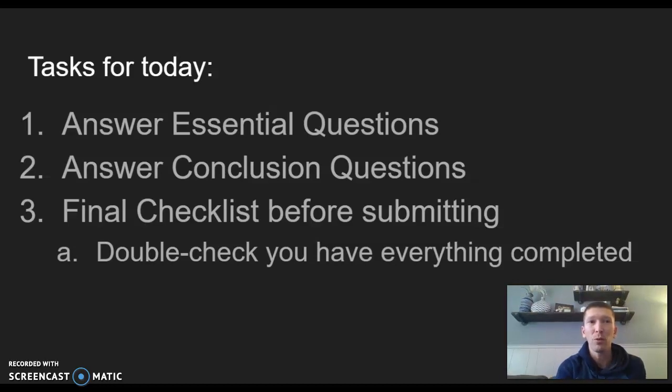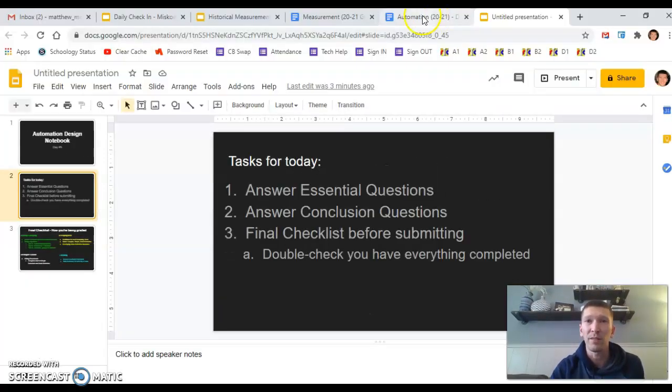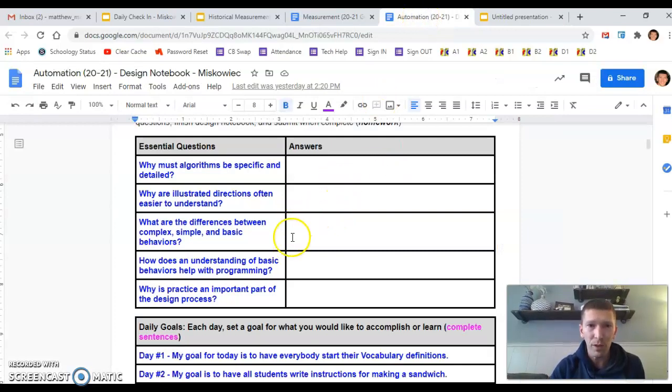So step number one is answering the essential questions. If you go to your design notebook, you'll see these 5 questions at the top, and each one correlates to day 1 of the project, day 2, day 3, day 4, and day 5. So hopefully each day, as you've gone through the activities, you have an idea of why must algorithms be specific and detailed? In other words, if they're not specific and detailed, what can happen? And write a complete sentence. You're going to do that for each one of these.